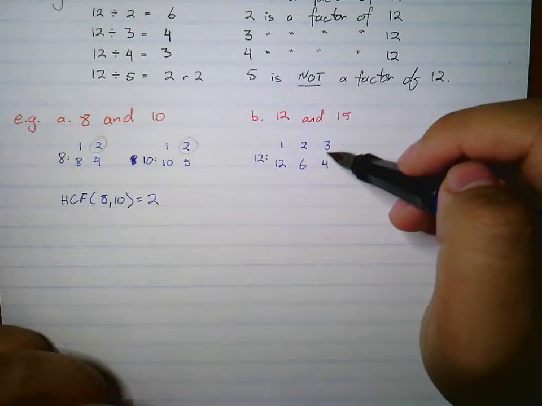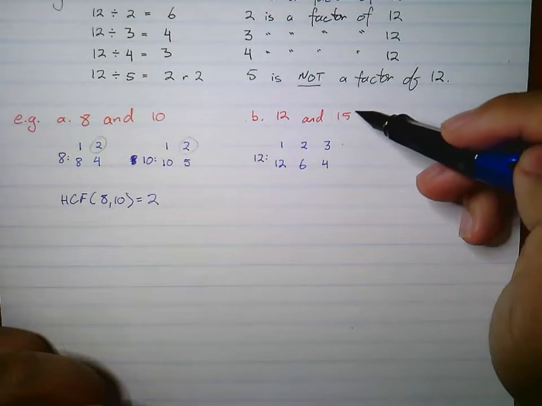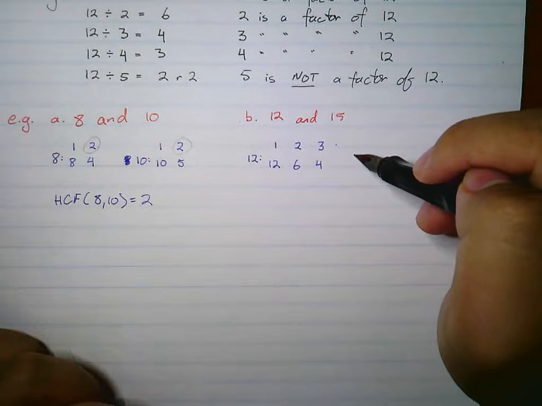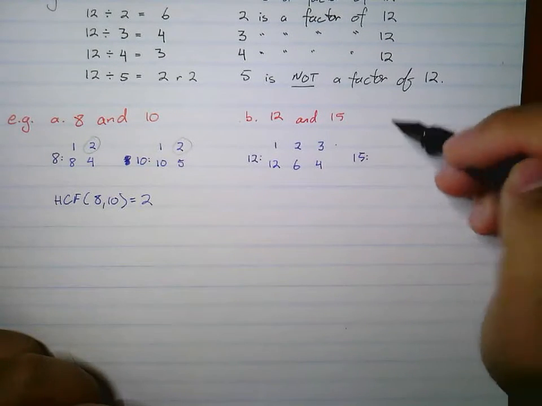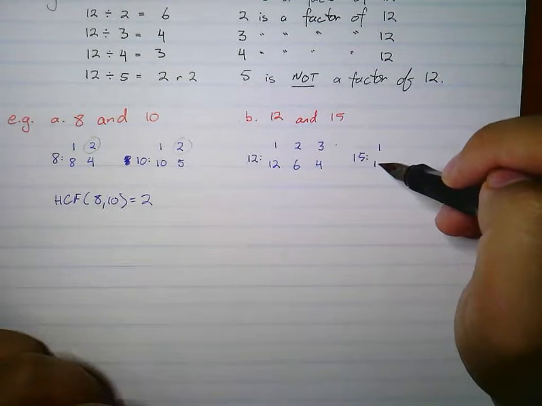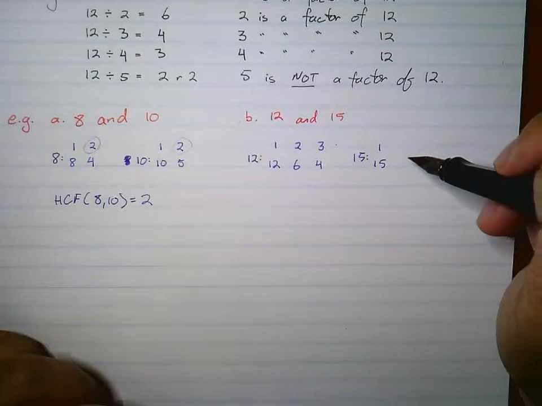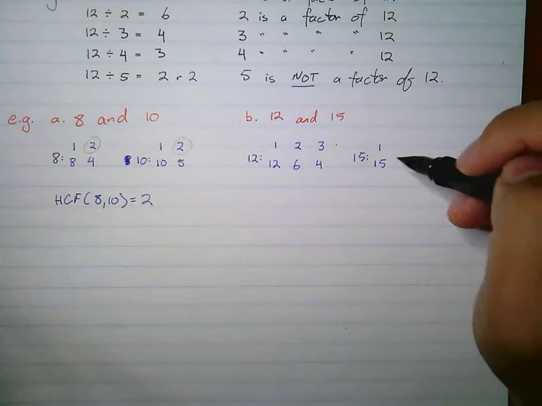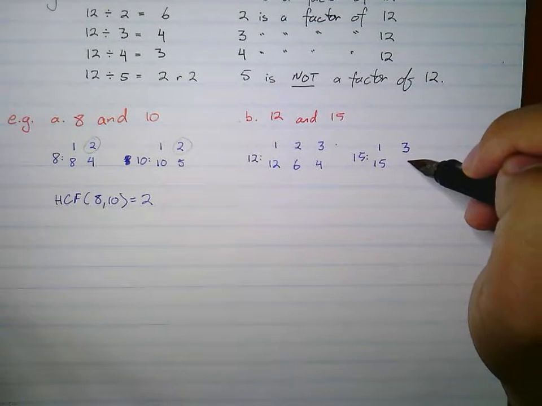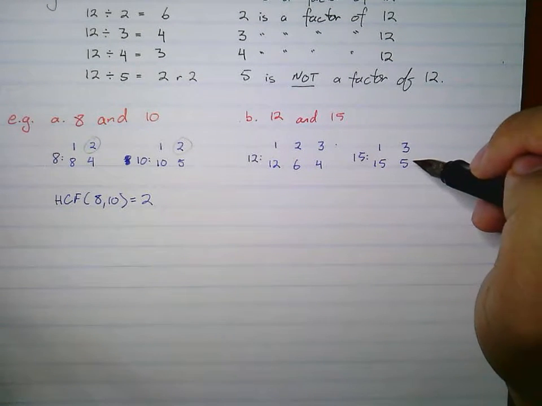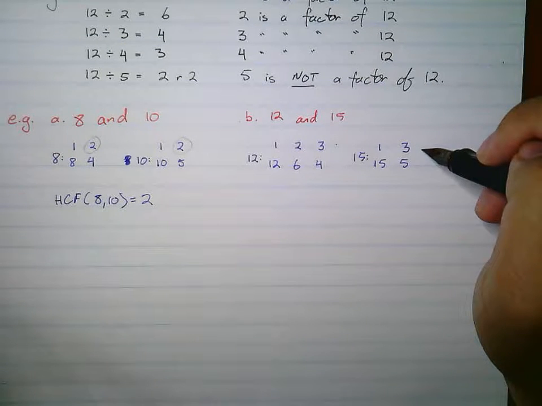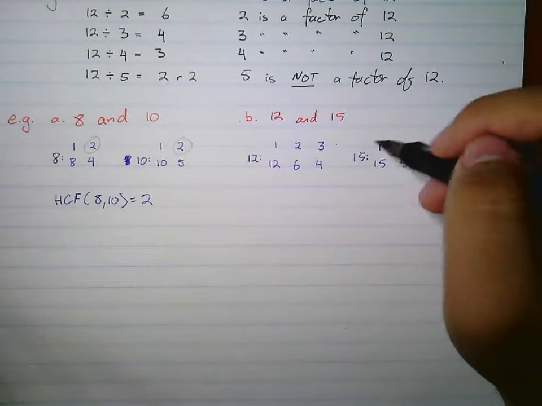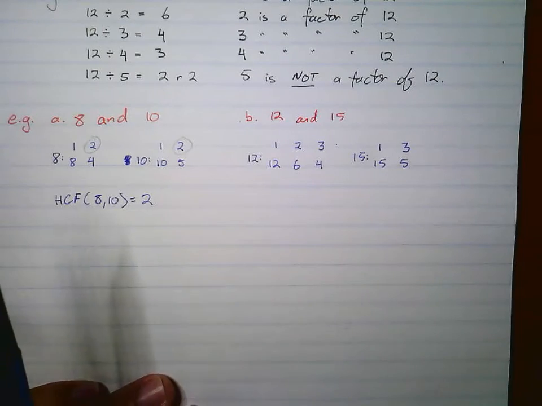Let's take a look at the factors of 15. So 15, the factors always begin with 1 and itself. 2 doesn't work because 15 is an odd number. And we have 3 times 5. 4 doesn't work. And we have 5. So we have all the factors here.